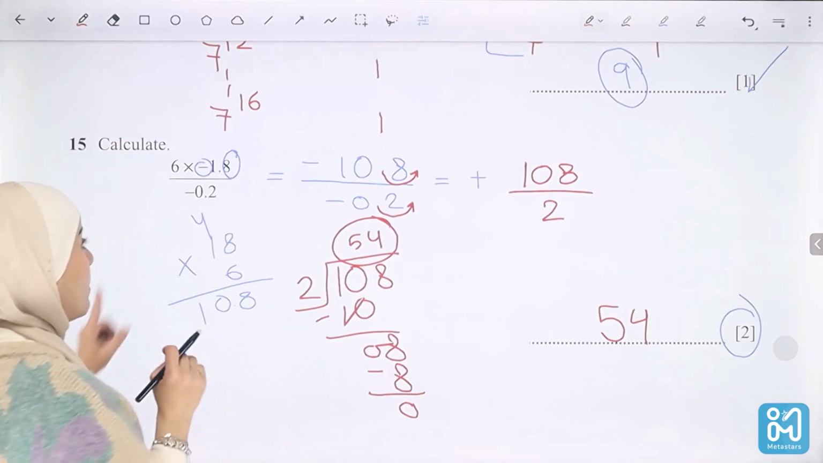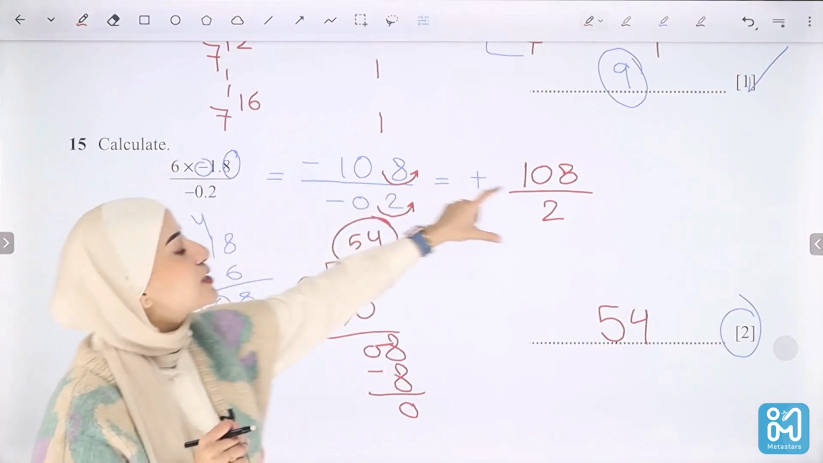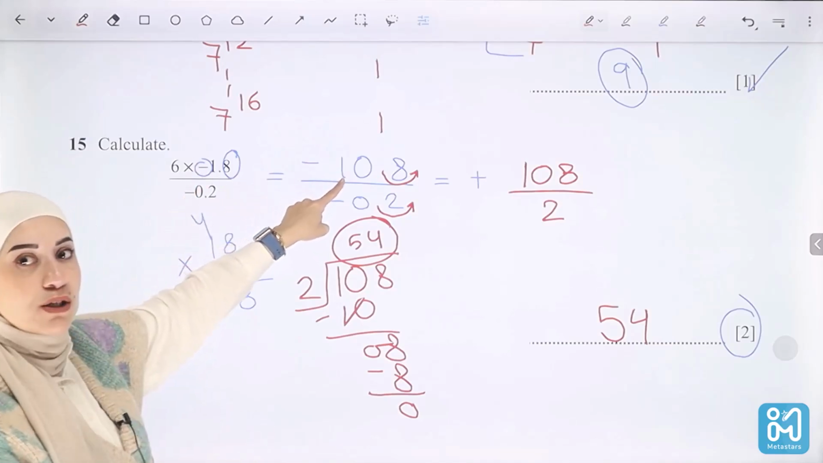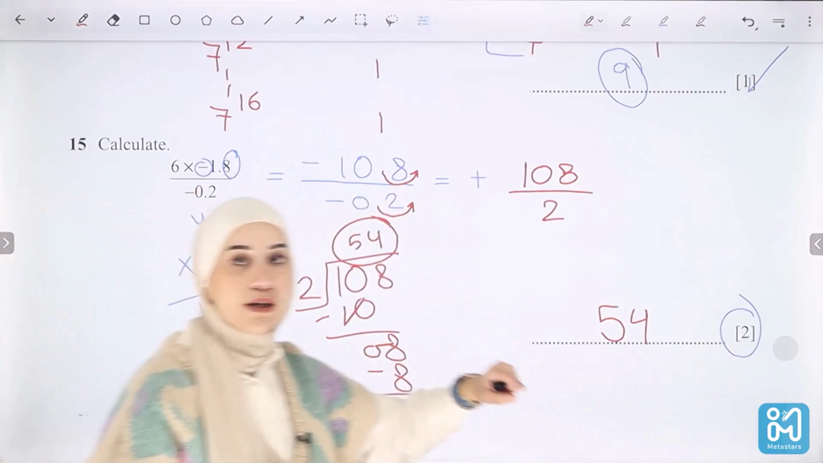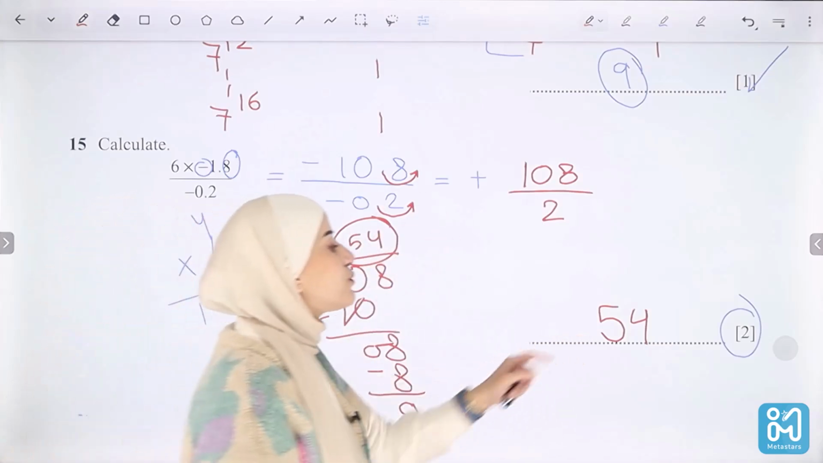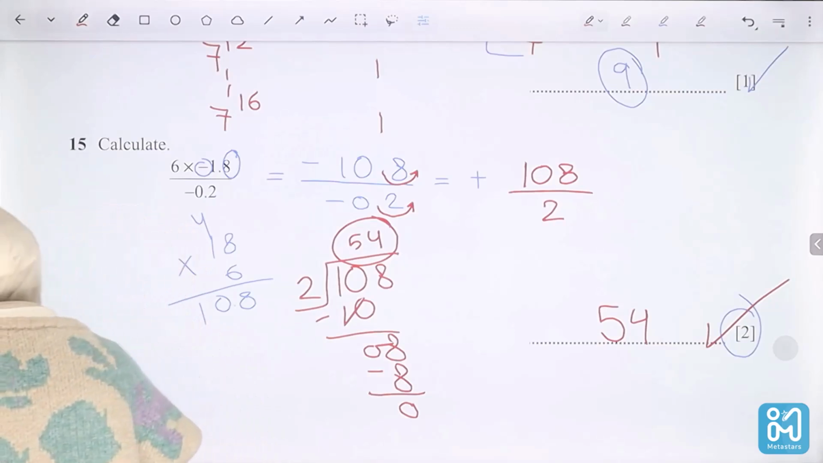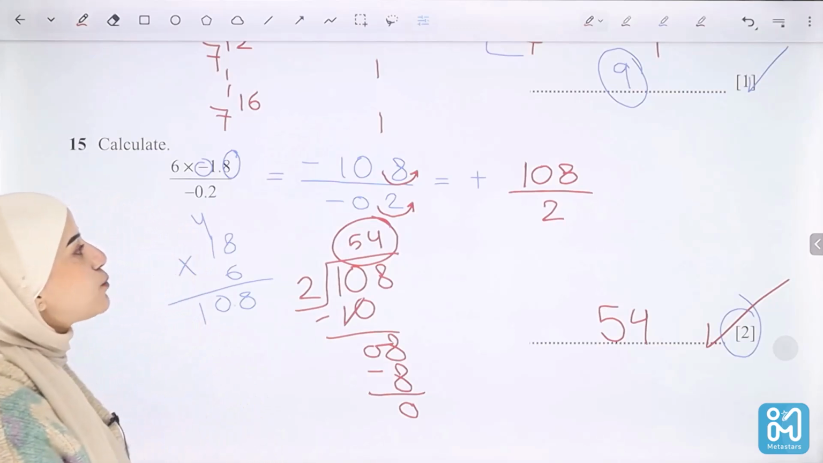Again, the method should be written. All of these things should be written. If you did the first part of it correctly, you're going to have 1 mark. If you did it all correctly, you're going to have the full mark of 2. Now let's move on to the next question.